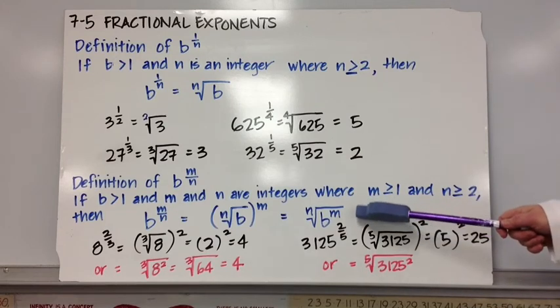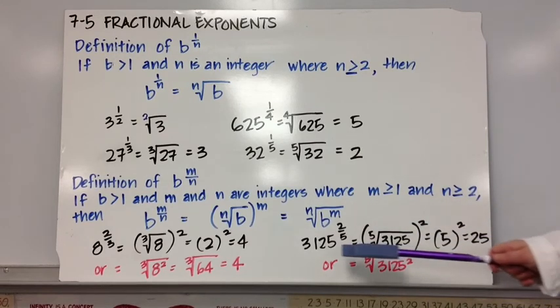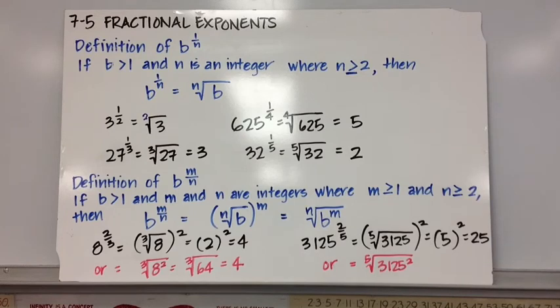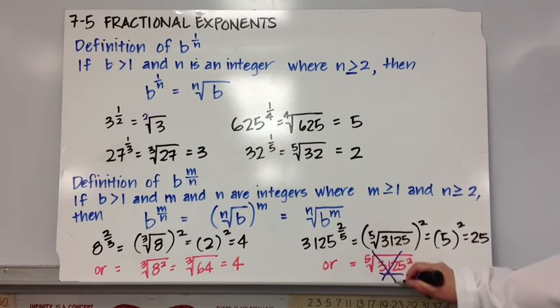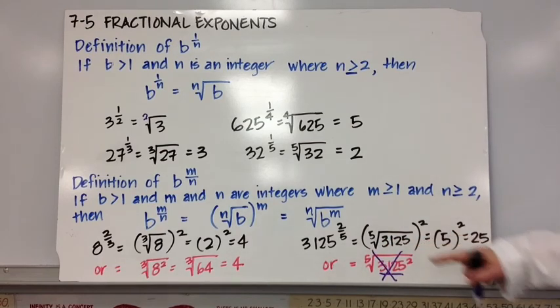Now, let's say I wanted to apply the second rule to the same problem. So 3,125 to the 2 fifths power is equal to the fifth root of 3,125 squared. Do you want to square this number and then take the fifth root of it? It's not a very efficient method to use unless you get out a calculator, but you guys should be able to figure out the fifth root of 3,125 pretty quickly, because powers of 5 are pretty simple to see. Okay, have some fun with this.